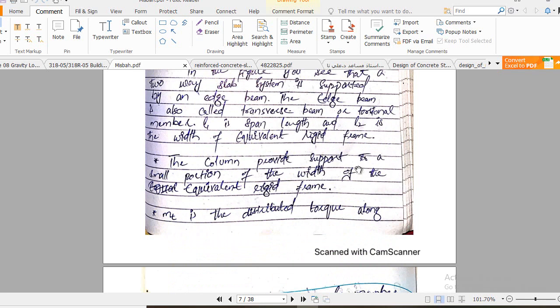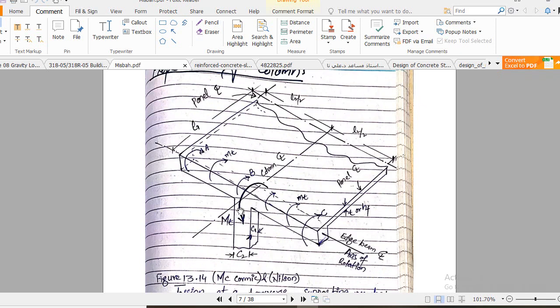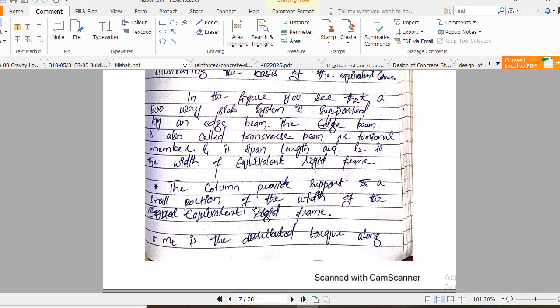The column provides support to a small portion of the width of the equivalent ridge frame. This means that this column provides a support. It prevents the panel, it prevents the slab system from rotation, but only up to a very small amount of width, okay, not to the full width, clear.